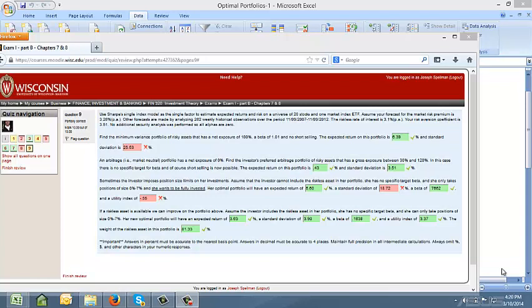Alright, this is my explanation for why I got question 9 on exam 1 part B of Finance 320, spring 2014 semester. This is the question. We're using the optimizer, using the single factor method to determine expected portfolios of 20 stocks and one market ETF. Our risk premium is 3.26% over 262-week observations.